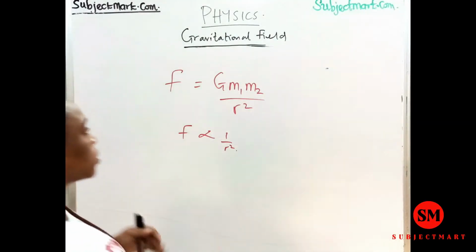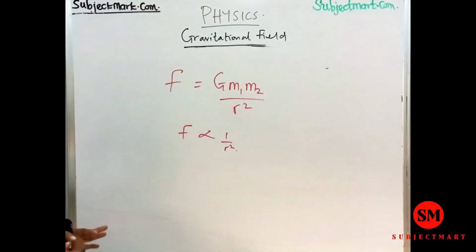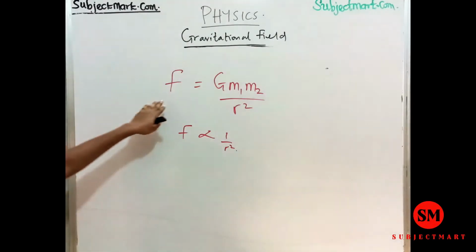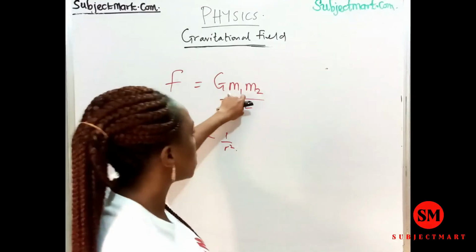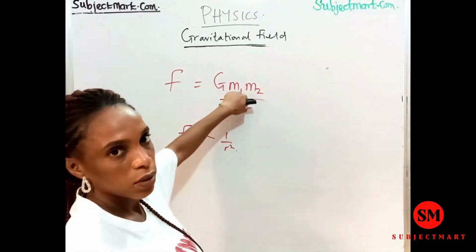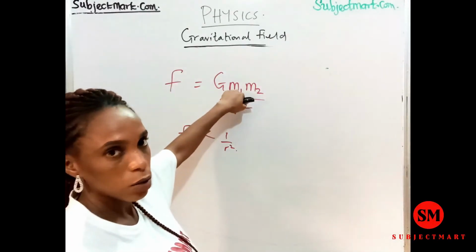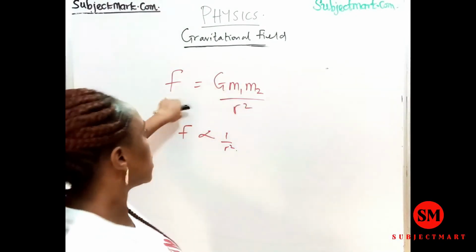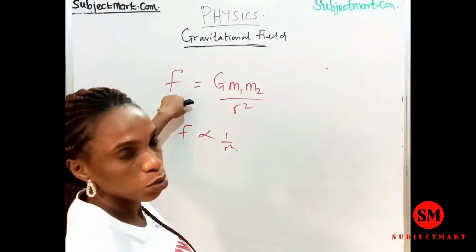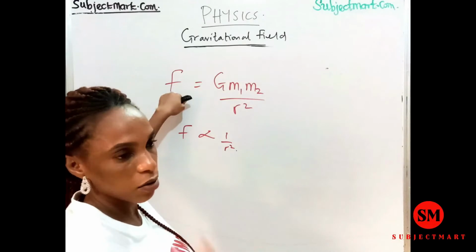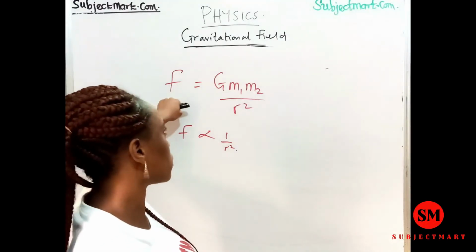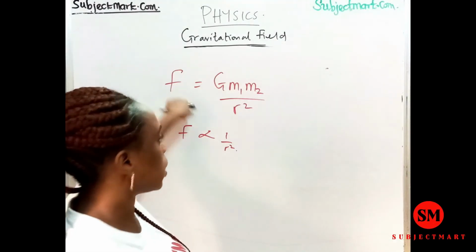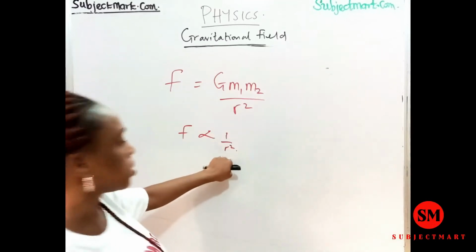Likewise, the lower the force of attraction, the less massive an object is. So the higher the mass, the higher the force of attraction between the two bodies. The higher the masses of the bodies, the higher the force of attraction between them.